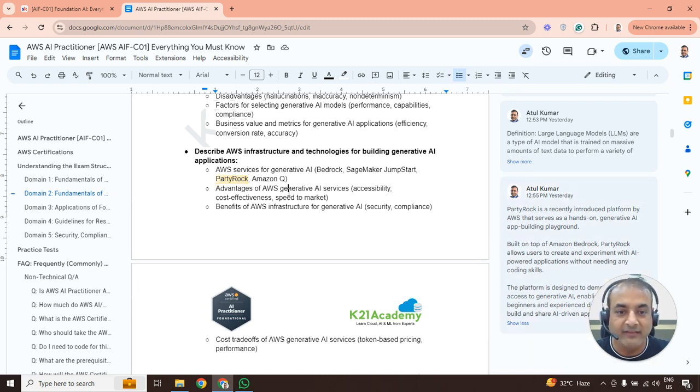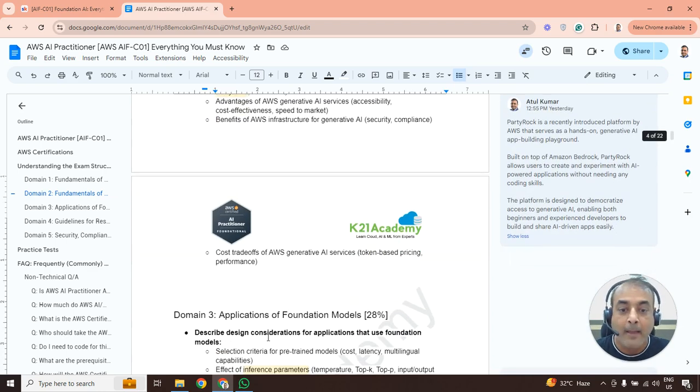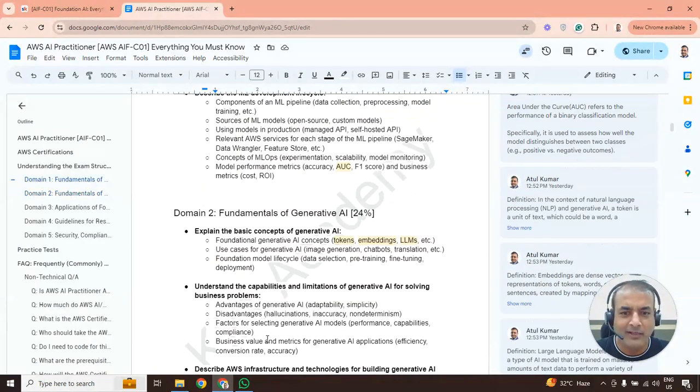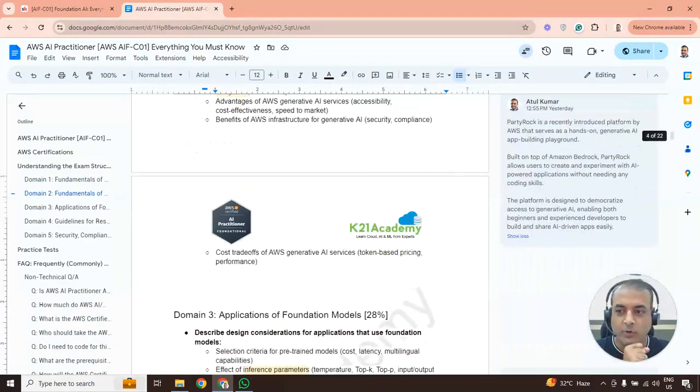Also, what are the advantages of generative AI? What are the benefits of AWS infrastructure, which is providing you that generative AI, things like security, compliance, high availability, scalability, and so on. Also, what are the cost trade-offs of generative AI services, based on token-based or performance-based and so on. So that's domain number 2, which is around 22%, if I'm not wrong, or 24% that you go through here.